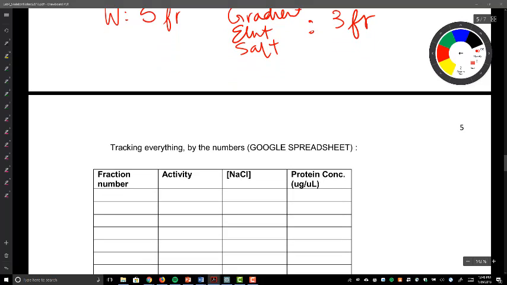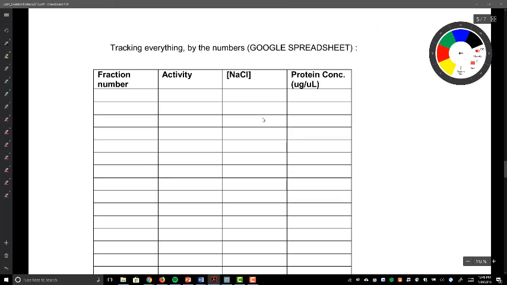And then this is a lot of information that you're going to have to keep track of. So the first thing I recommend you do after we do the problems in class is to set up a Google spreadsheet and your lab notebooks to track all of these quantities. And so the first column, you'll have your fraction number. So 1, 2, 3, 4. And then we'll just do a little there and go 20, 21, 22, 23, 24.